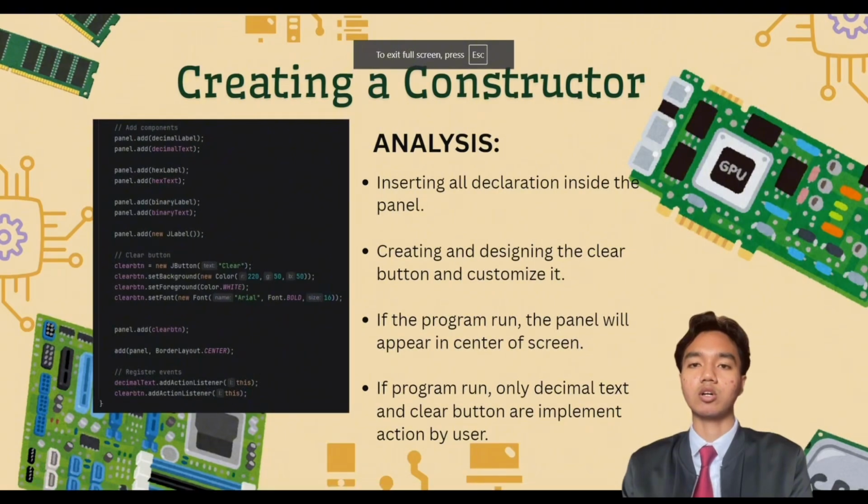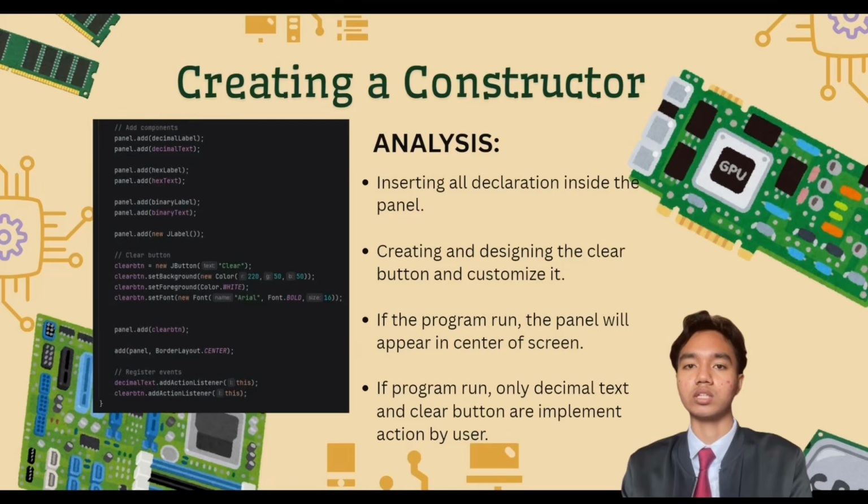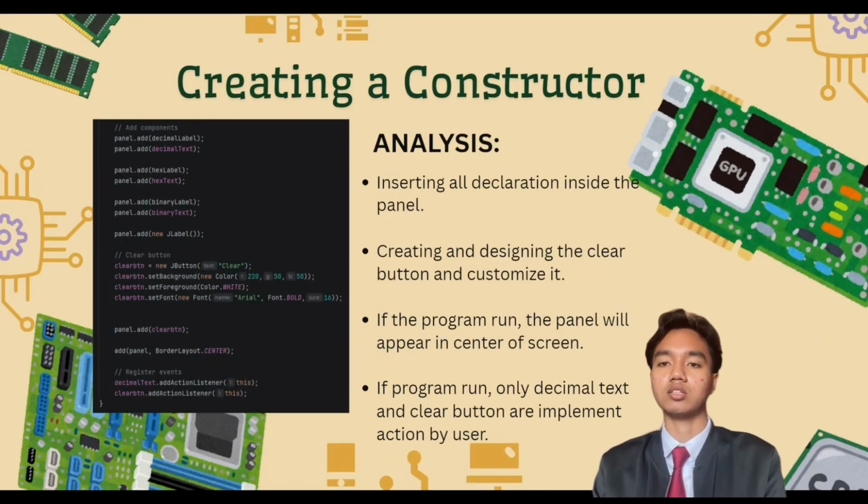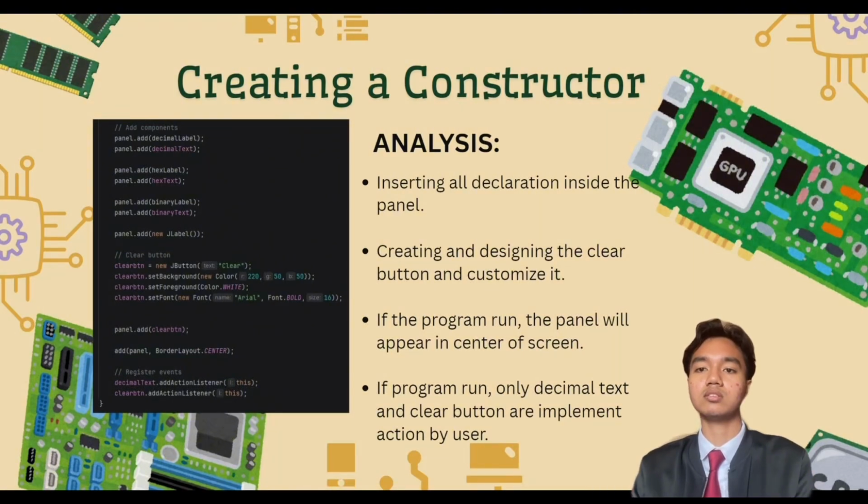And the last part of the number converter constructor is creating the panel. First, we add all the components, including the label, text field, and button, into the panel. Then, we create and customize the clear button by setting its color and font to make it more user-friendly. The panel is placed at the center of the screen so the interface looks organized. When the program runs, the user can only enter a decimal number, and the clear button allows the user to quickly reset the input and output fields for a new conversion.